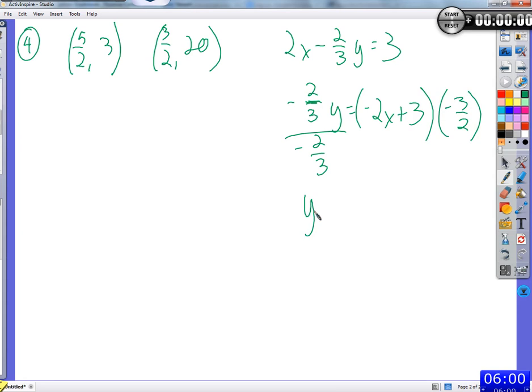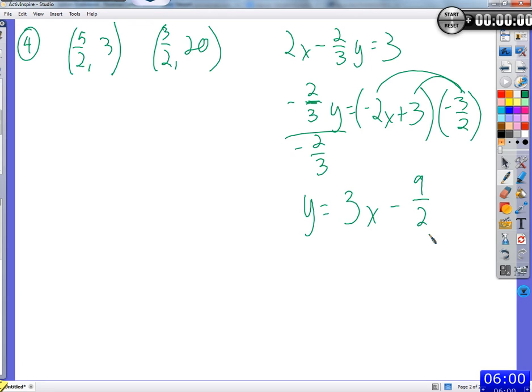And so we get y over here. We'll distribute this negative 3/2. So negative 3/2 times negative 2 is 3x. And now we get negative 9/2. Okay, so now it's in slope-intercept form.